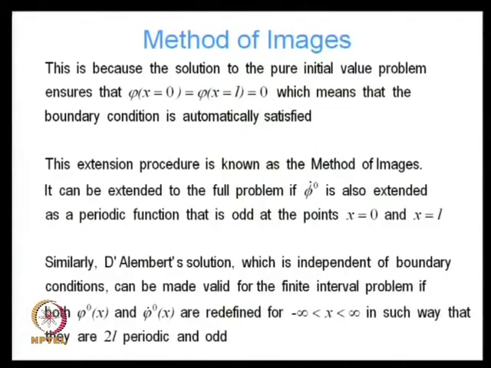This is because the solution of the pure initial value problem, given by the D'Alembert formula, ensures that phi at x equal to 0 and phi at x equal to L is automatically equal to 0, which means that the boundary condition is satisfied. This extension procedure is known as the method of images. Basically it takes images of the solution and extends it.